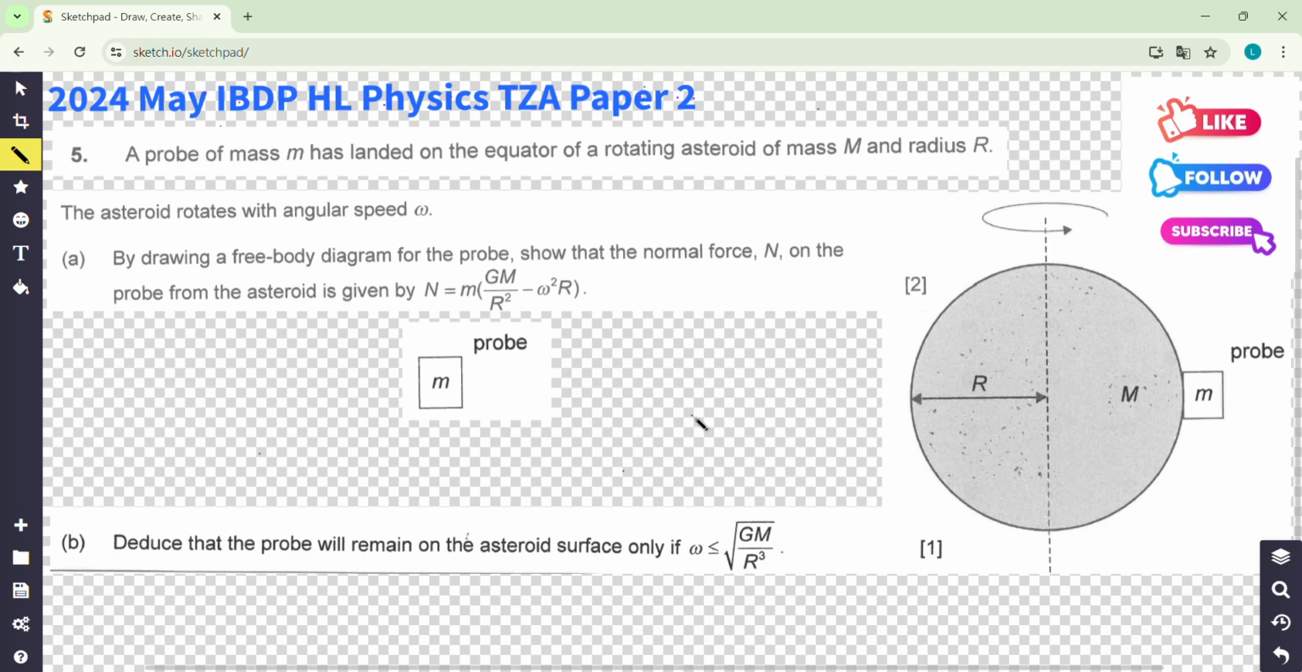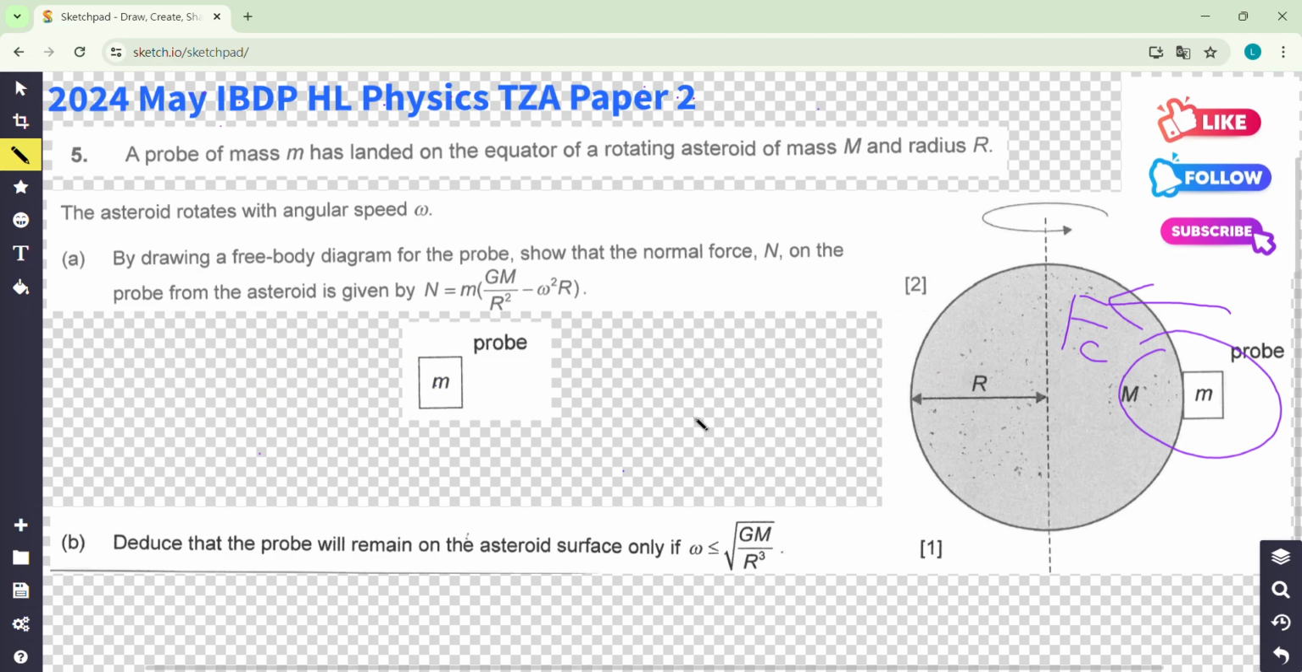Question 5 is about apparent weight due to the rotation of the planet. Okay, it said that there is a mass here on an unknown planet. It is rotating, so it must have a net centripetal force towards the center, right? So where does it come from? Okay, so it asks you to think about the free body diagram of the probe.